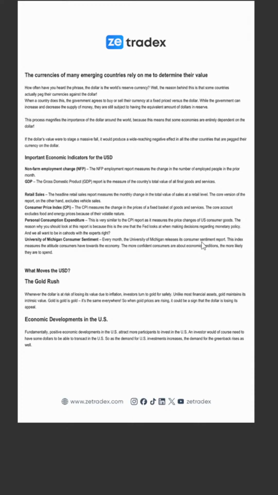Now, speaking of economic developments in the US, fundamentally, positive economic developments in the United States attract more and more participants to invest in the US, as investors would need to have some dollars to be able to transact in the US. So as the demand for United States investment increases, the demand for the greenback also rises. All right, next page, please.